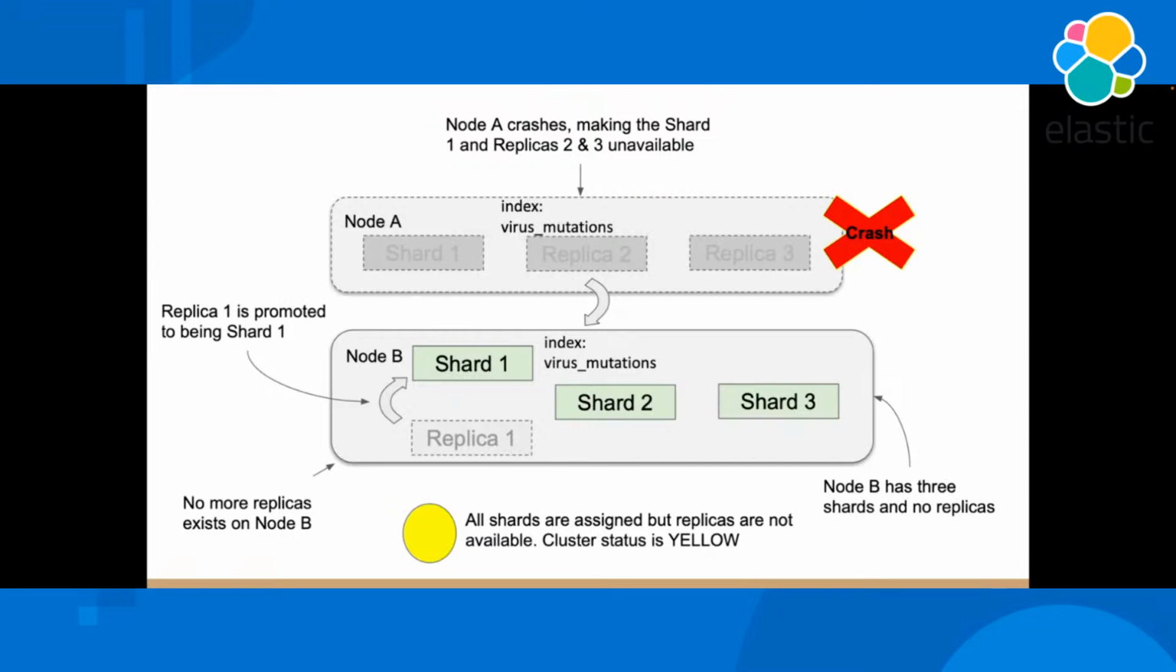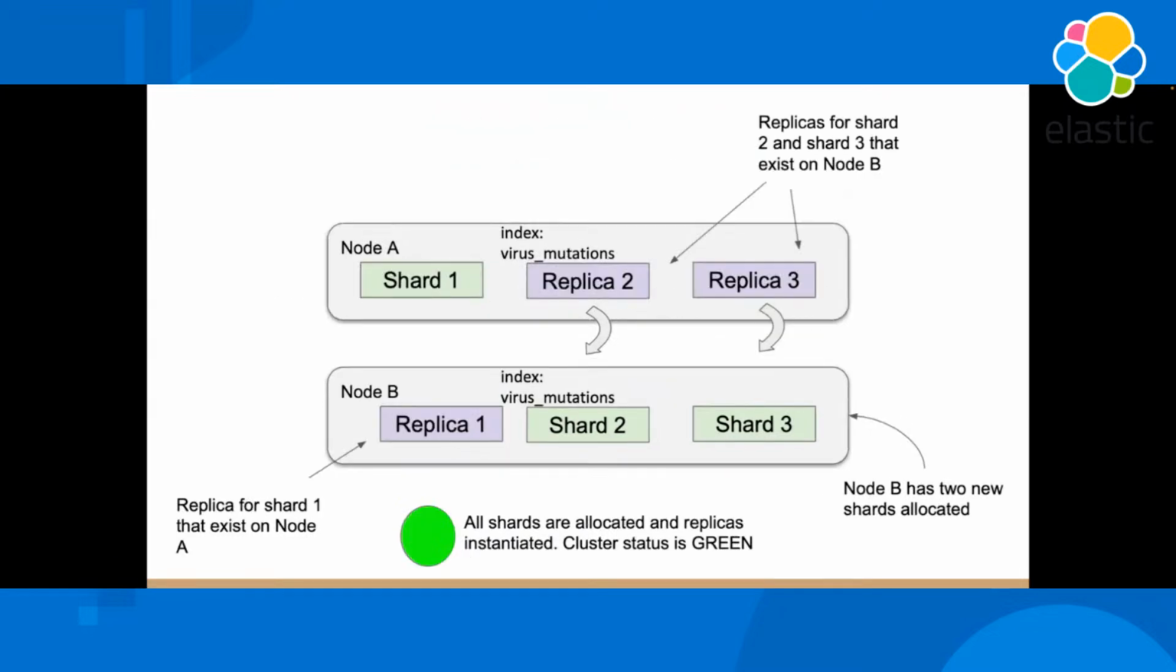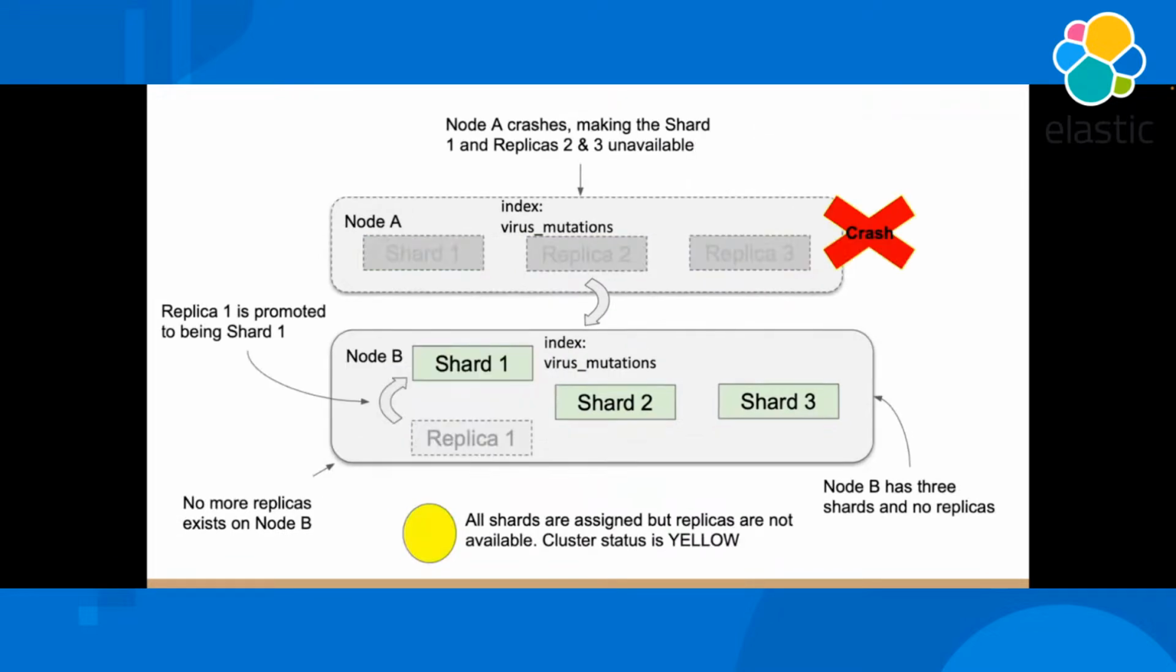However, let's say there is a crash. Obviously, hardware fails. Your node A is now crashed. Node A had shard 1, replica 2, and replica 3. Fortunately, on node B, remember there's replica 1 and shard 2 and shard 3. So that replica 1 is now going to be promoted to shard 1. That means your node B now has three shards, again with no replicas. All your shards are assigned, but replicas are not available. Hence, the cluster state is again yellow.